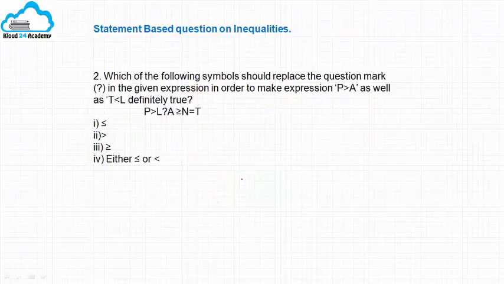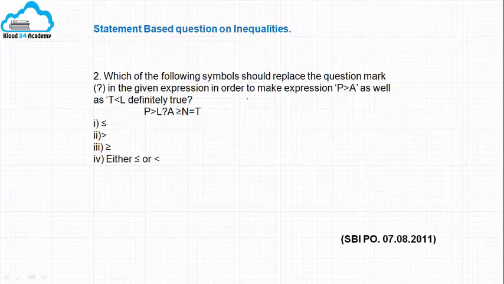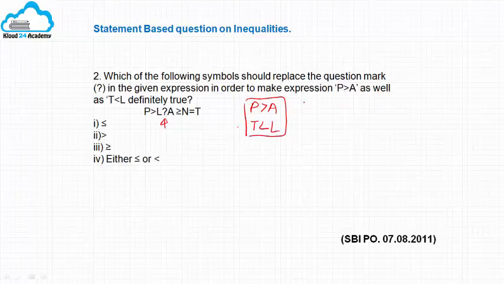Let's move to the next question. This question came in SBI PO 2011 exam. Which of the following symbols should replace the question mark? Here is the question mark. In the given expression, in order to make the expression P greater than A as well as T less than L definitely true, I have to fill this question mark, or replace it, with an inequality symbol, and I have to make sure that P greater than A as well as T less than L are definitely true.